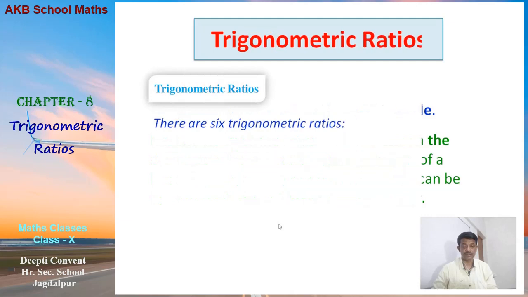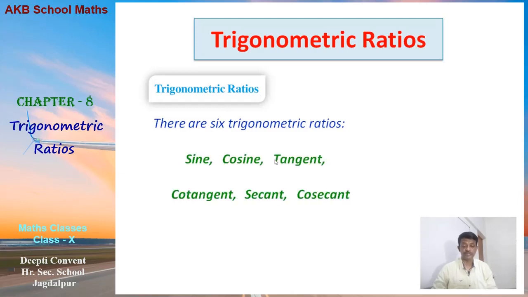Okay, so let us try to understand trigonometric ratios. There are 6 trigonometric ratios. Sine, cosine, tangent. These are the basic, and then the other 3 are its inverse. So these are the 6 ratios. They are written in short: sin, cos, tan, cot, sec, cosec.